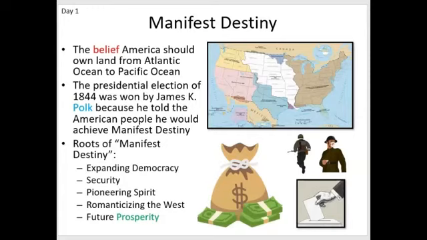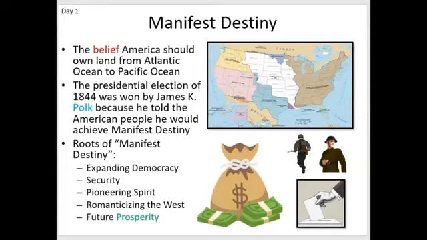The president elected in 1844, James K. Polk, is mostly elected on this idea that he is a supporter of manifest destiny. John Tyler was president before him, and Tyler was trying to get Texas annexed. James K. Polk is a big supporter of the annexation of Texas because that's part of him showing that he is a supporter of manifest destiny.